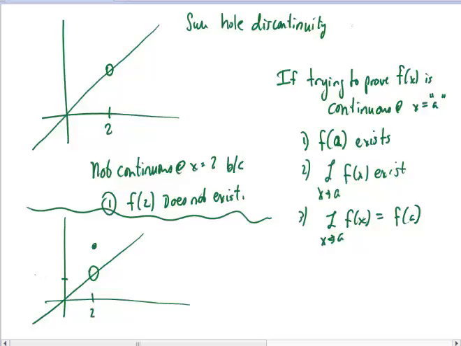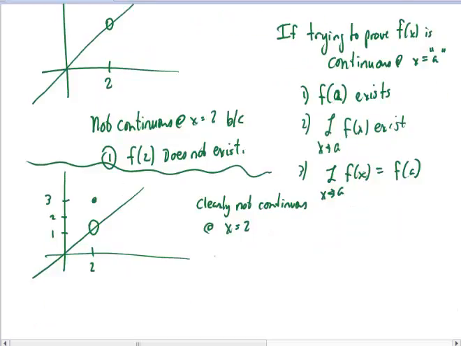At 2, there's a hole, and then you have a value at, this is 1, 2, and 3. So if we would say for this, it's clearly not continuous at x equals 2, but now for a different reason. Because the first reason from before, so for part 1, f of 2 does exist, and such that f of 2 is actually equal to the value 3.